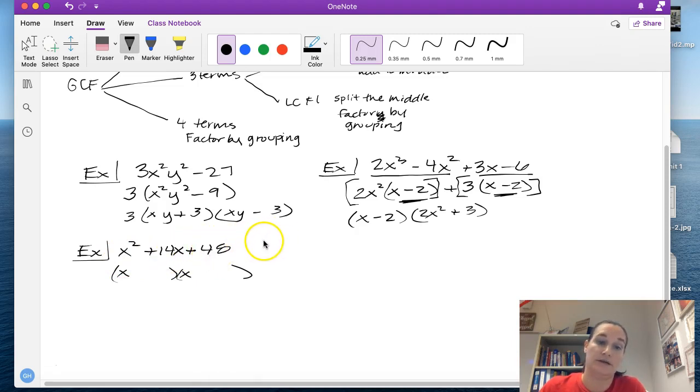And it's positive 48, so we know they're both going to be negative or both going to be positive, and positive 14, so they're both going to be plus. All right, so we could put the signs in right there. So you have to think about what multiplies to a positive and adds to a positive.